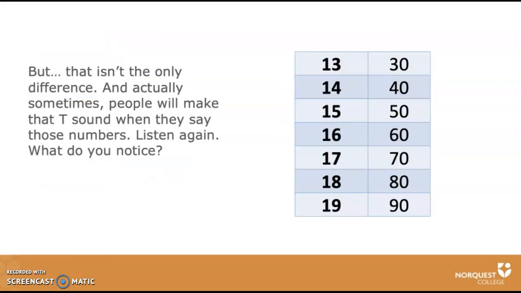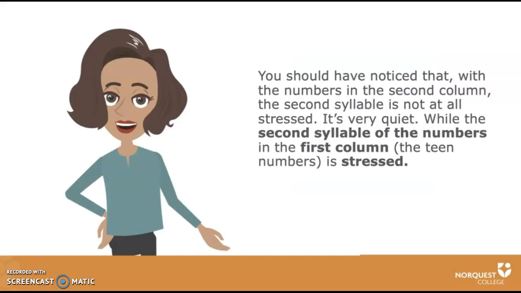But that isn't the only difference, and actually sometimes people will make the T sound when they say those numbers. Listen again. What do you notice? 16, 60, 17, 70, 18, 80. You should have noticed that with the numbers in the second column, the second syllable is not stressed at all. It's very quiet, while the second syllable of the numbers in the first column, the teen numbers, is stressed.